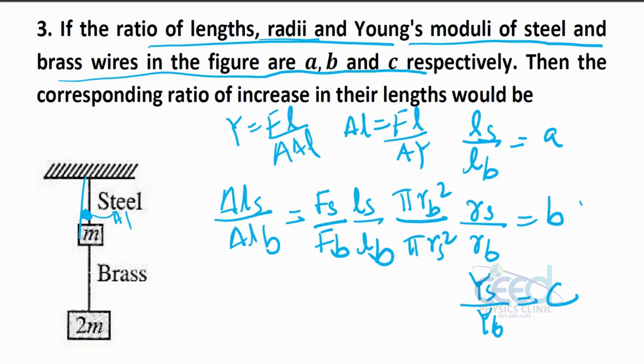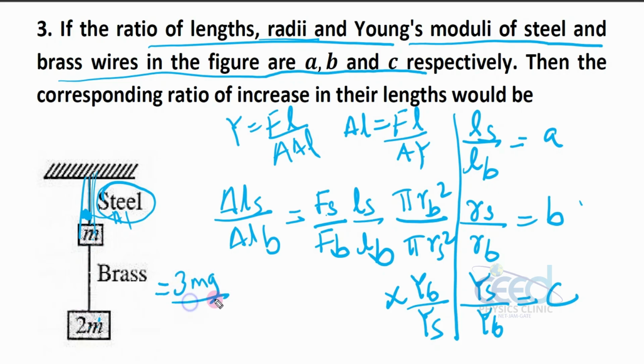Now Y brass divided by Y steel. So these many quantities will come when you take the ratio. Now F steel: the steel wire has to carry both this 2m and m. Then what is the force acting here? Mg plus 2mg, that is 3mg. But the brass wire carries this 2mg only, because it is connected to this mass only. So this string carries this force 2mg only.